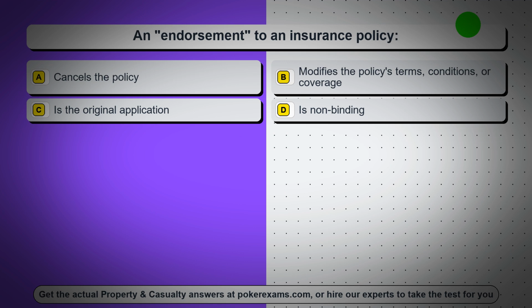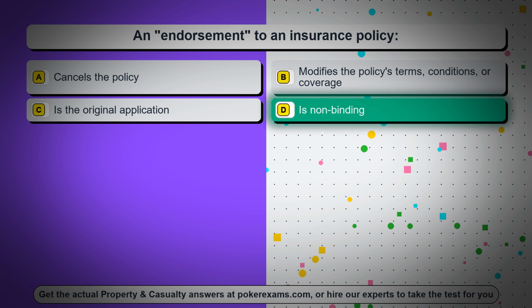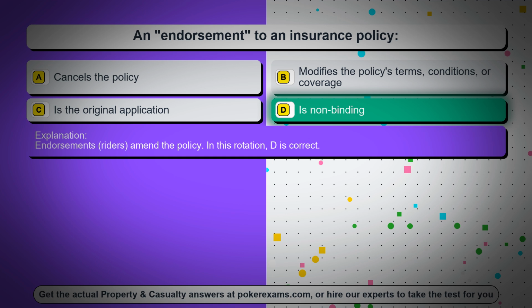Question 28. An endorsement to an insurance policy, option A. Cancels the policy, option B. Modifies the policy's terms, conditions, or coverage, option C. Is the original application, option D. Is non-binding. The correct answer is option D. Endorsements, riders, amend the policy. In this rotation, D is correct.